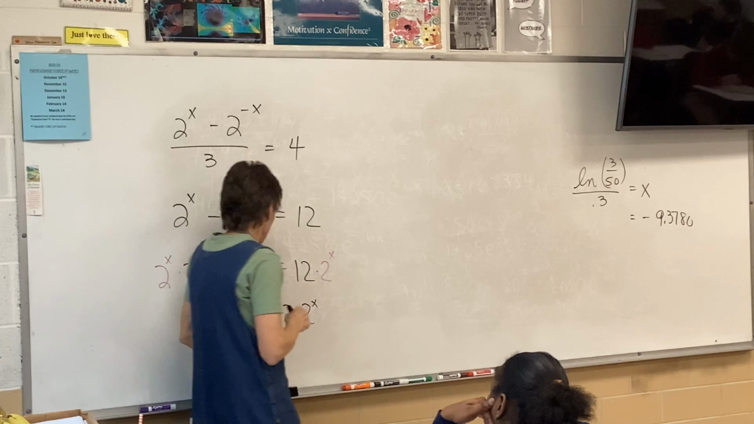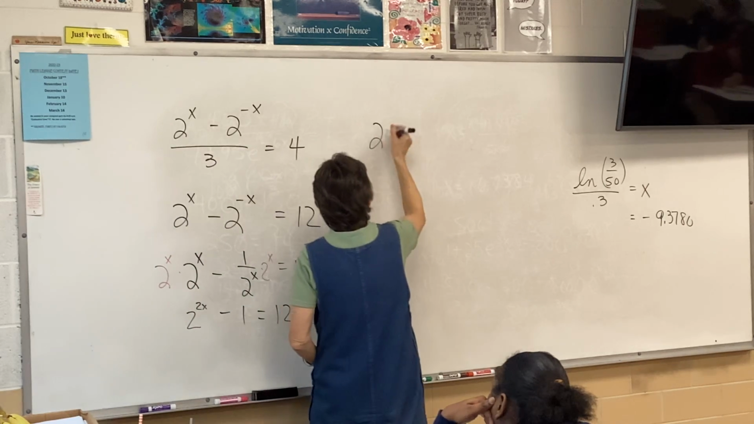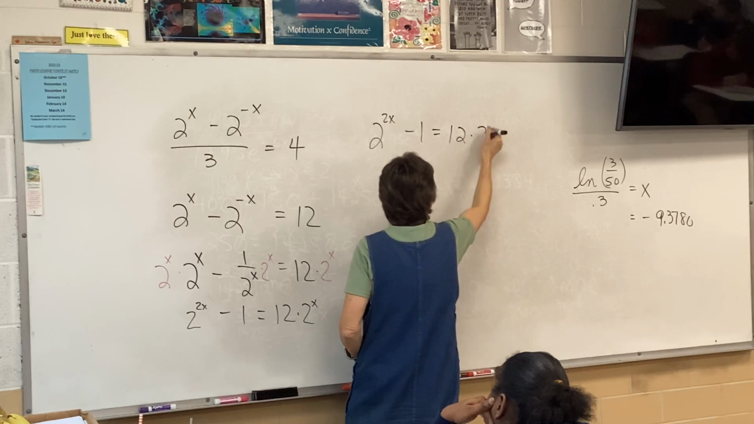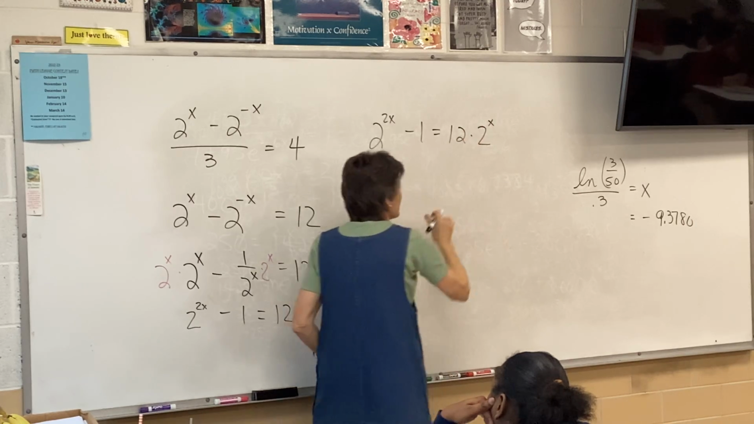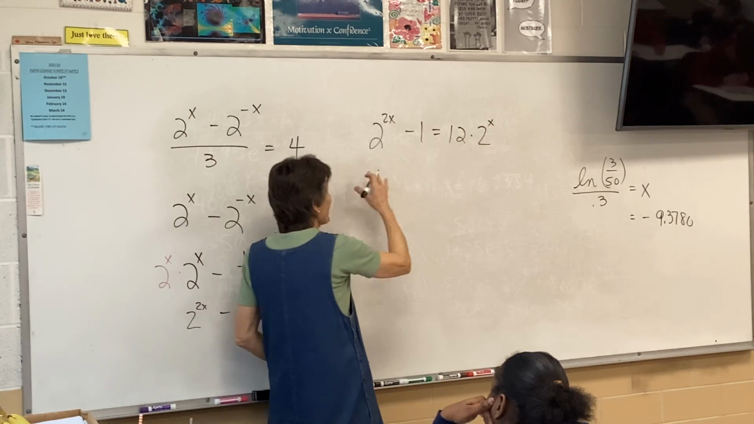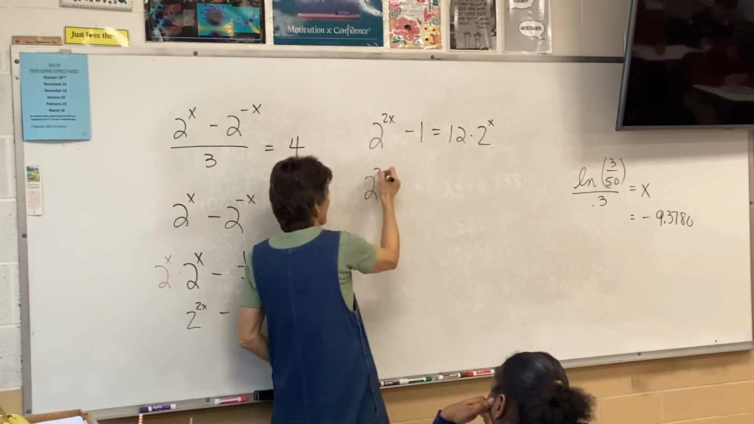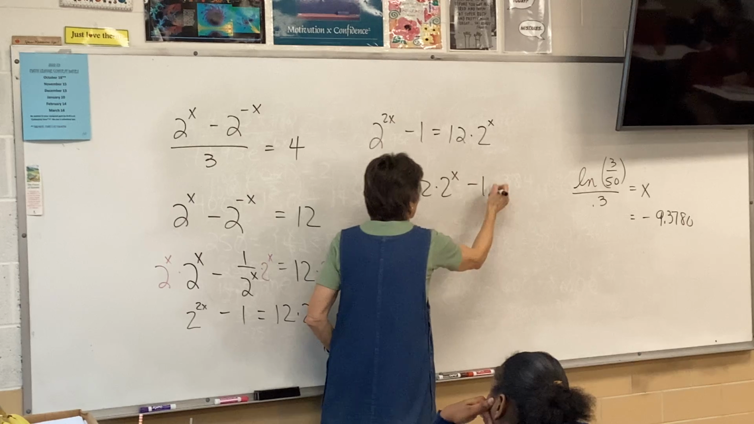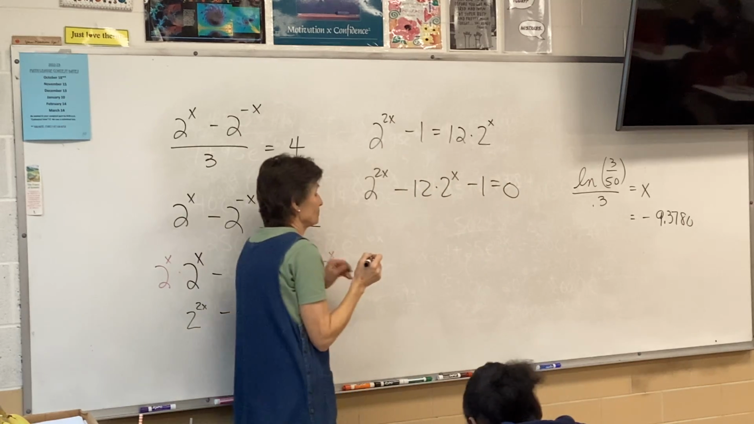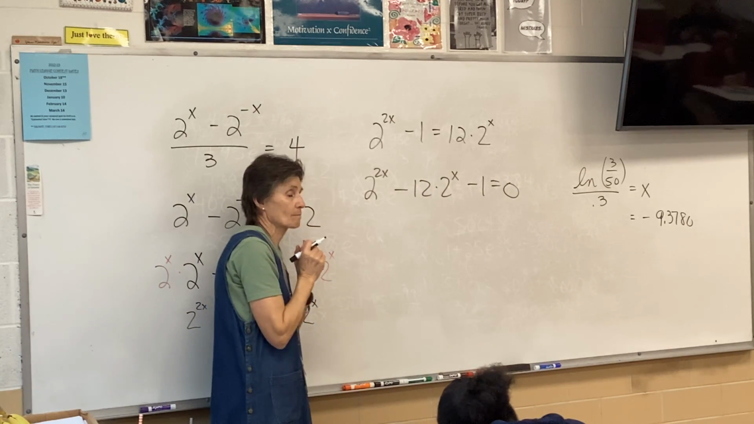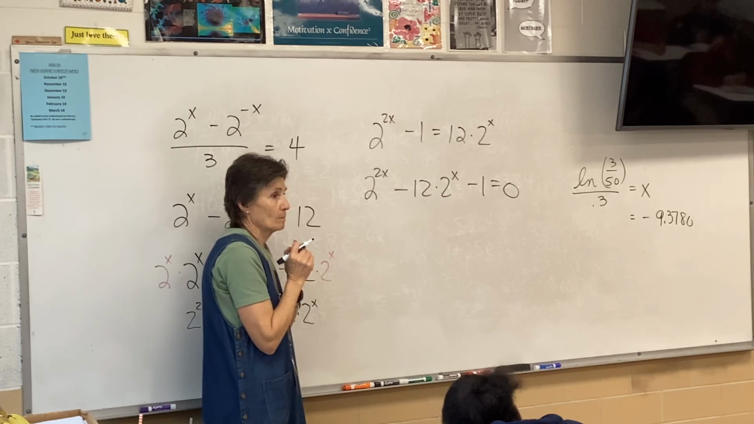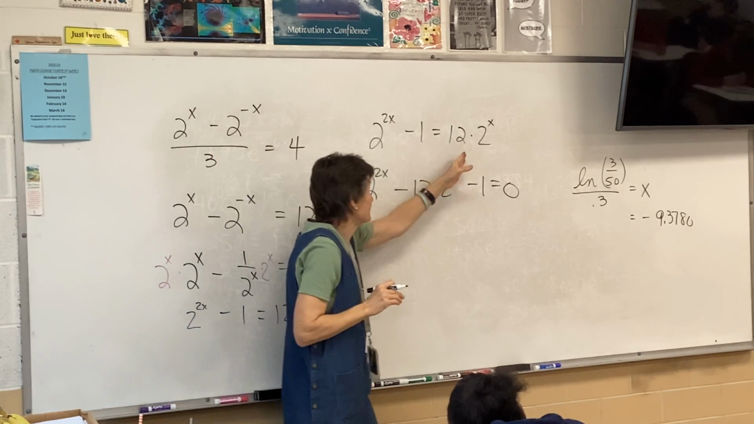Okay, so now I want to look at what I have here, because this is where things get a little bit different. I'm going to go ahead and get my equation set equal to 0. So I just subtracted this over.